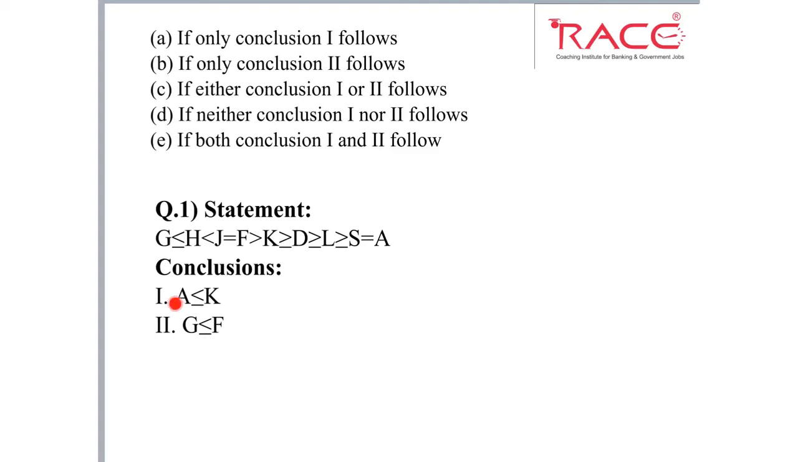So here you can see what is the first conclusion, a less than equal to k. So first step, find out where is a. So here we have a and here we have k. So what do we check at first? First of all we check whether there is any opposite sign between them or not. We can see there is no opposite sign between a and k. So first condition satisfied. Second, we check the priority. So between k and a, greater than equal to has the highest priority. So what would be the conclusion? It would be k greater than equal to a, which is equivalent to a less than equal to k.